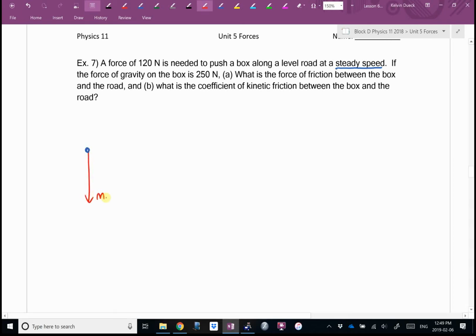I'm going to label it mg, but I can even tell you how big it is. They told me it's 250 newtons, not kilograms, newtons. So they did the mg for me. What else? Normal force going to be bigger, smaller, or the same size as mg? Do you see any other vertical forces hinted at or mentioned in this question? No. So you know what? It's the same.